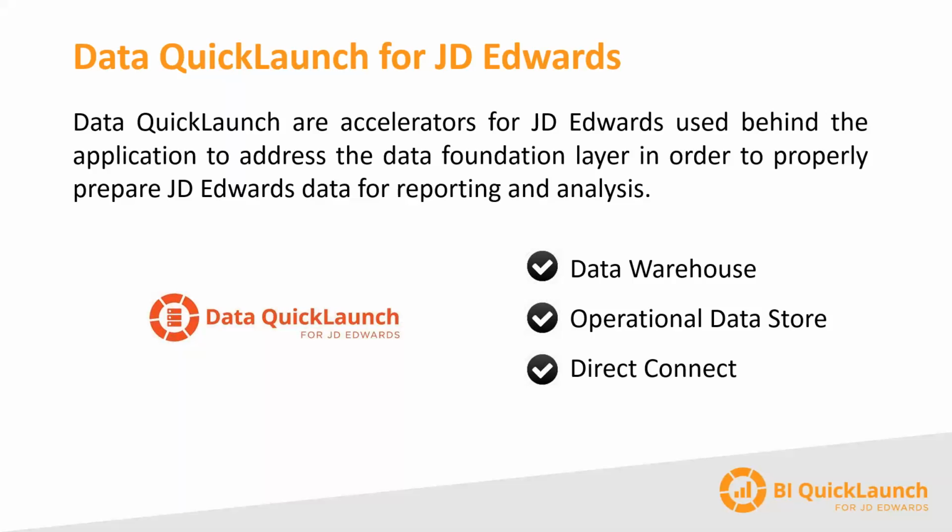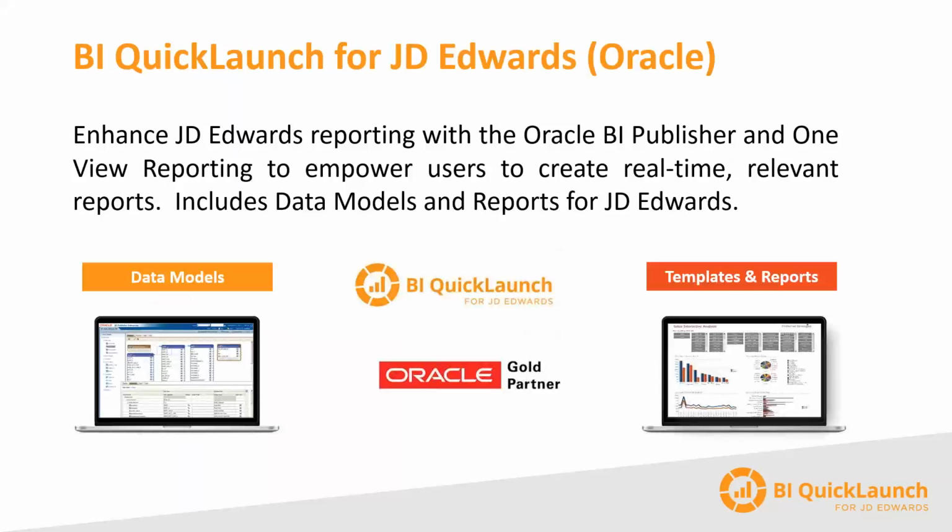So instead of seeing a table name in the system, F0006, it'll say DIM Business Unit. Instead of seeing an ABAN8 field, it'll say Address Number. So that's the layer that sits on top of the data that becomes your data source for analytics. That's our Data QuickLaunch. We also then have BI QuickLaunch, where we've gone in and built out models and reports with the front-end tools. So again, Data QuickLaunch can be used by any reporting tool. Our BI QuickLaunch is where we've actually gone in with a specific reporting tool and built out content.